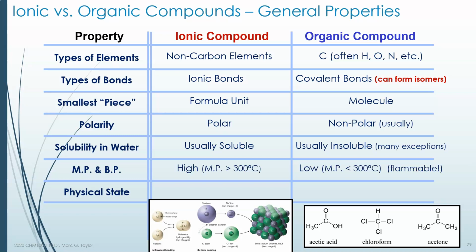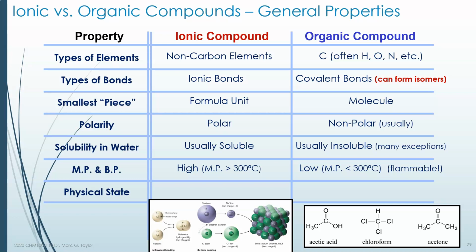Not very soluble. Ionic compounds, as we mentioned before, because they're in these big lattices of ions, are very hard to break apart, and therefore they have a very high melting point and an even higher boiling point. Whereas organic compounds tend to be covalent molecules, individual molecules, and those molecules are only held together with intermolecular forces, which tend to be much weaker than ionic bonds or even covalent bonds.